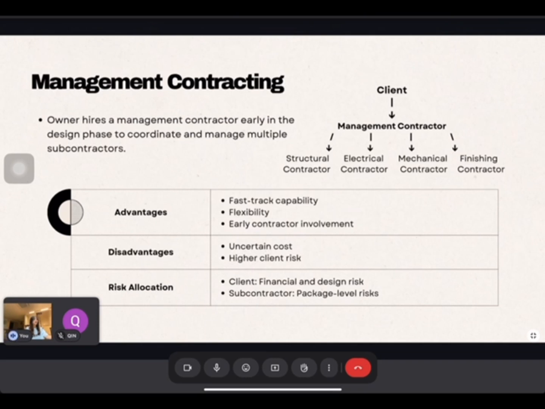The disadvantages are uncertainty in final cost, and higher overall risk for the client. For the risk allocation, the client takes the financial and design risks, while the subcontractor bears the package level risks. This method suits projects requiring the speed and flexibility such as large complex development.